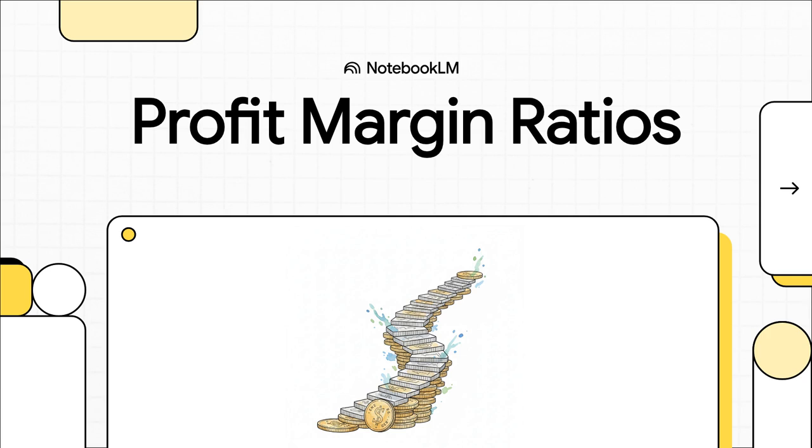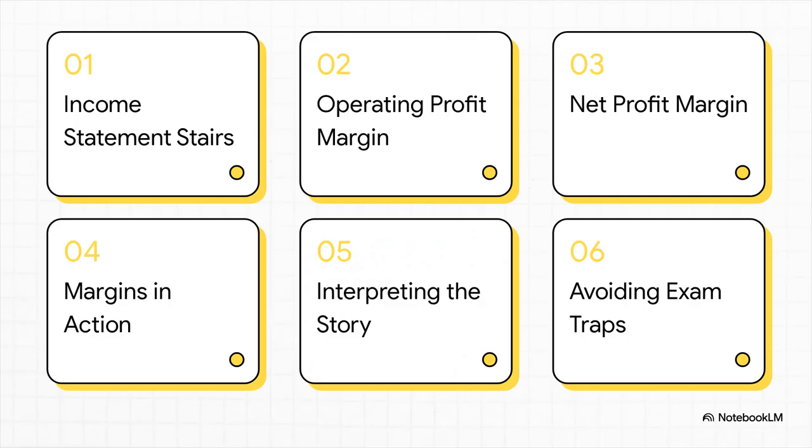Look, if you've ever felt that momentary panic, you are in exactly the right place. Today, we're going to completely demystify the difference between operating profit margin and net profit margin. We'll keep it simple, highly visual, and completely exam-focused. By the time we're done here, you're going to know exactly which ratio to use, what each one actually tells you about a company's health, and how to spot those sneaky traps exam writers literally love to set for you. So, let's dive right in.